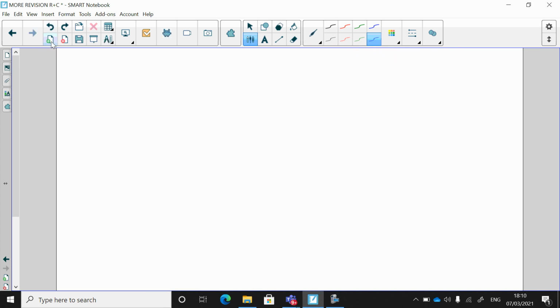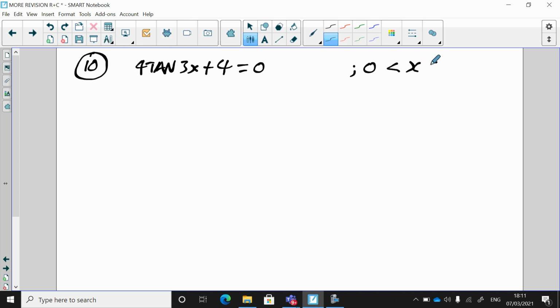Right, question 10. What is question 10? So I'm trying to get this done in under an hour here. Question 10: 4 tan 3x plus 4 is equal to 0, and it looks like it wants the answers between 0 and pi. Right, working in radians here, danger, danger.